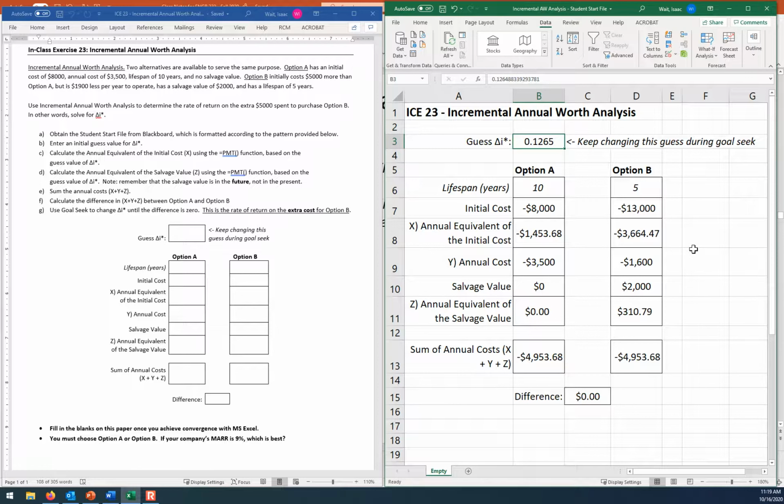Anybody else get 12.65%? Good. All right. So now let's go through it together.